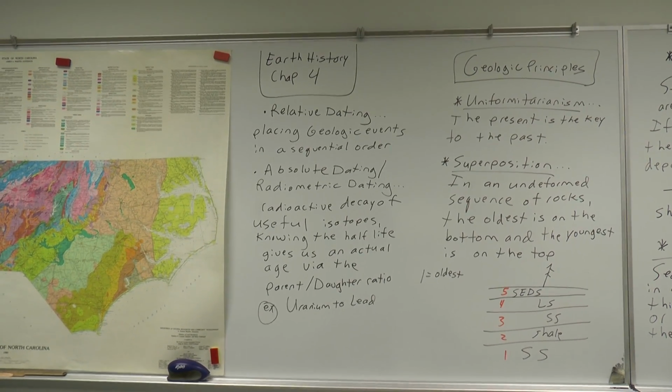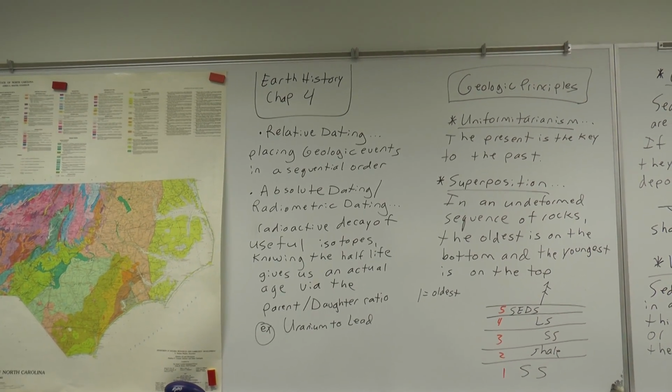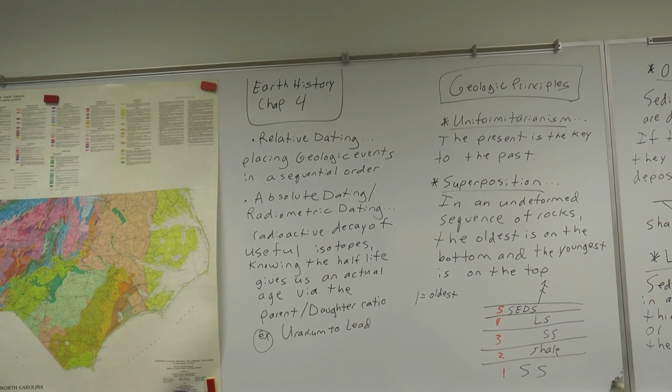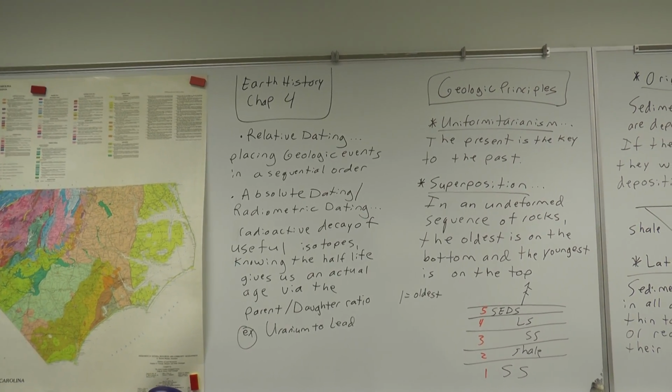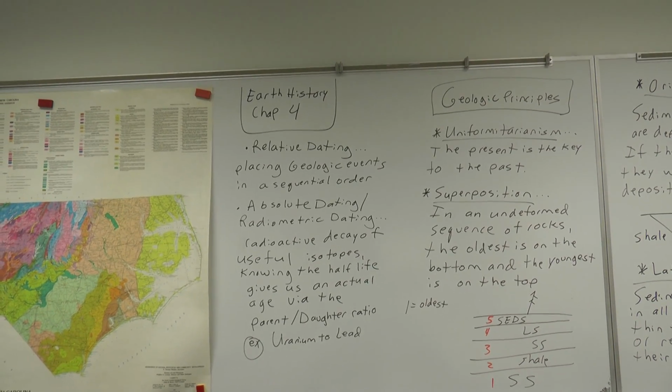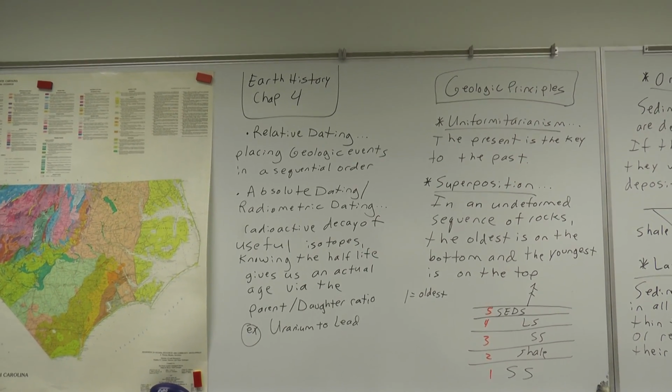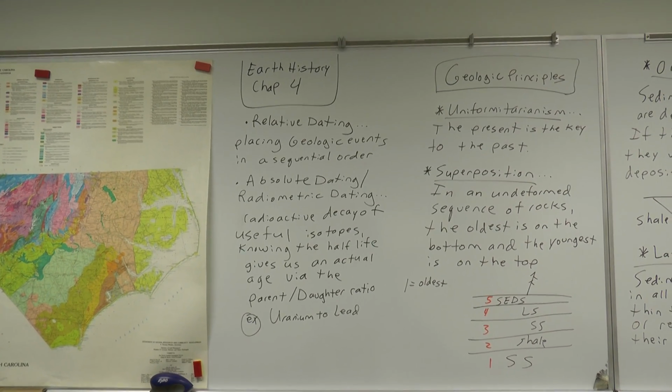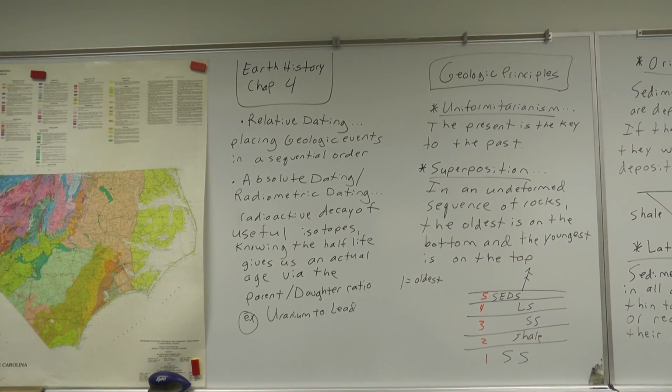What does that mean? Well, it's a type of dating that's not going to give you an actual age, okay? It's simply placing geologic events in a sequential order, as in what happened first, and then after that, and so forth, and what happened last.